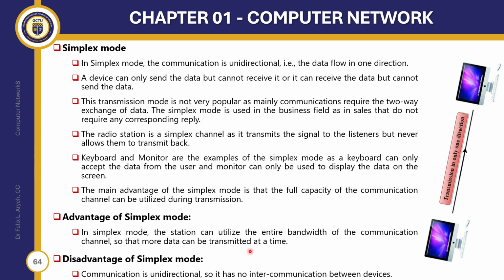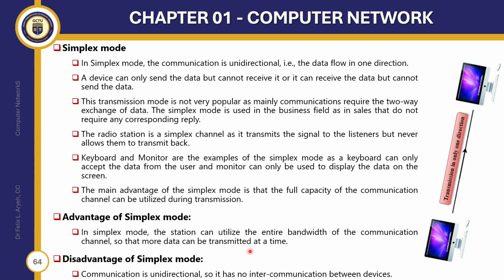So data communication is unidirectional. The data flows in just one direction. So devices can only send the data but cannot receive. They can only send it to you and we only view what is there. We can't do anything about it.